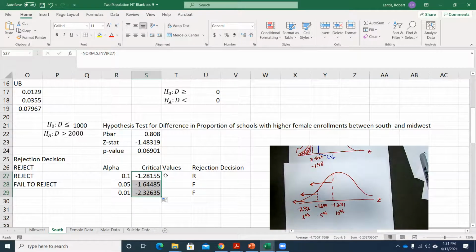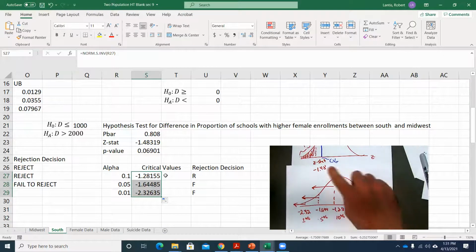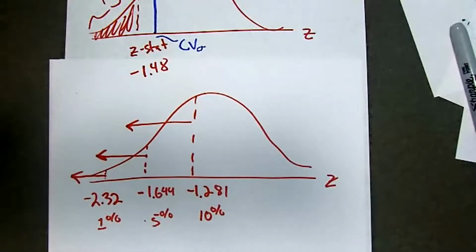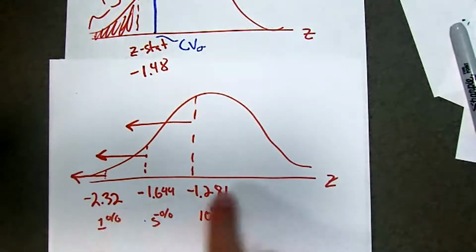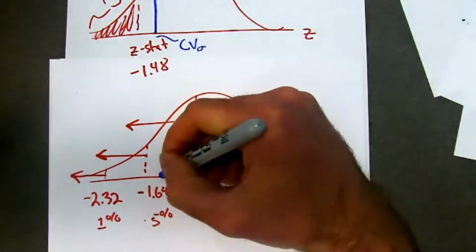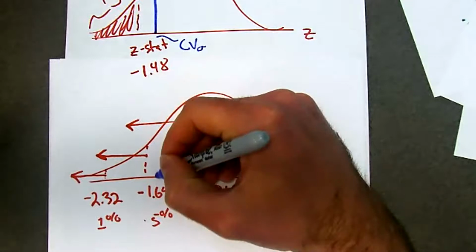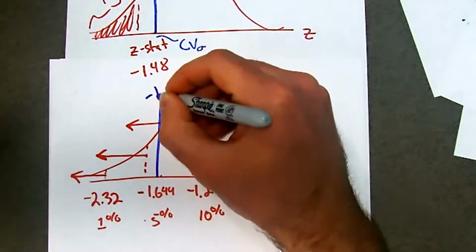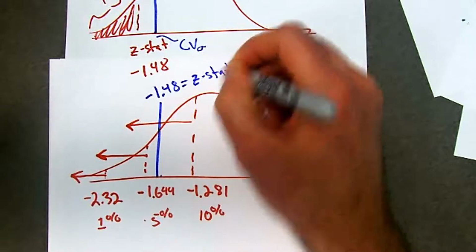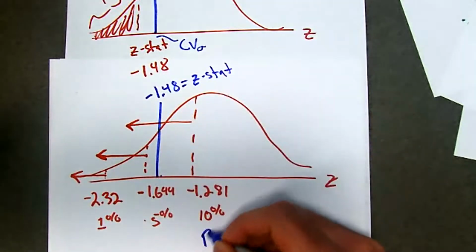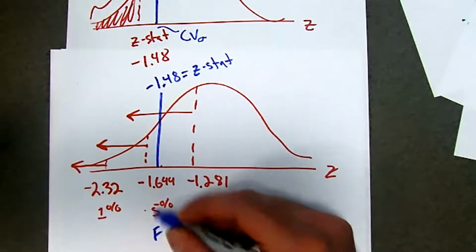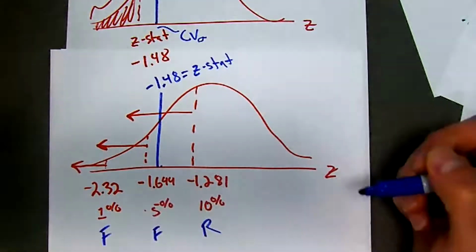So all I'm going to do is see, okay, where does that test statistic fall? So where does my test statistic get plotted here? Well, it's negative 1.48, so I almost drew this exactly. Drew this pretty good, right? Negative 1.48, or my z statistic or my test statistic, would fall right here. So I can reject at the 10% level because I'm in the rejection region. I fail to reject at the 5, and I fail to reject at the 1.